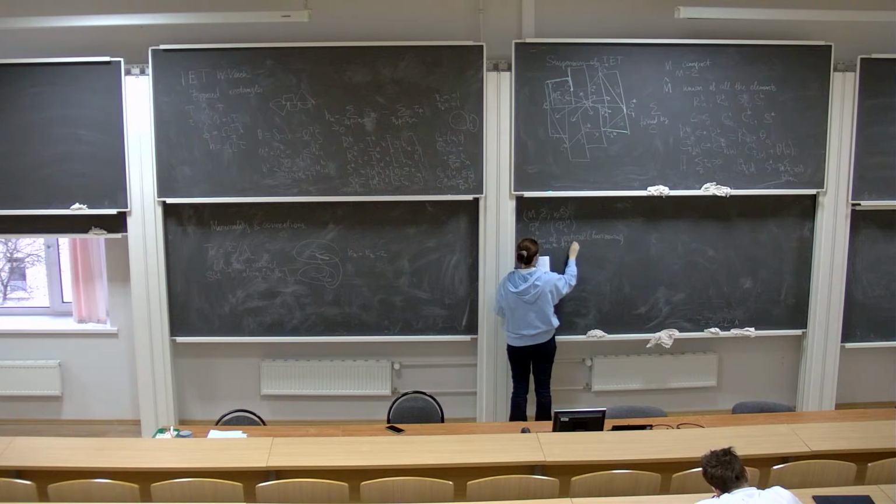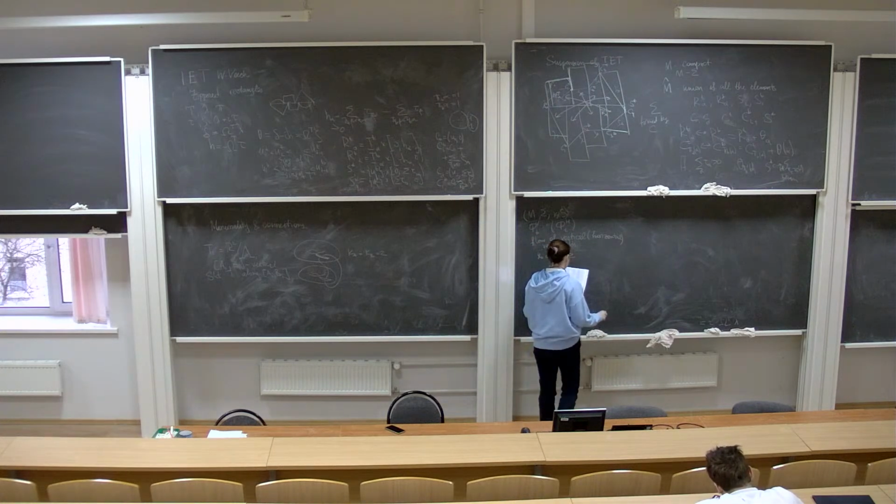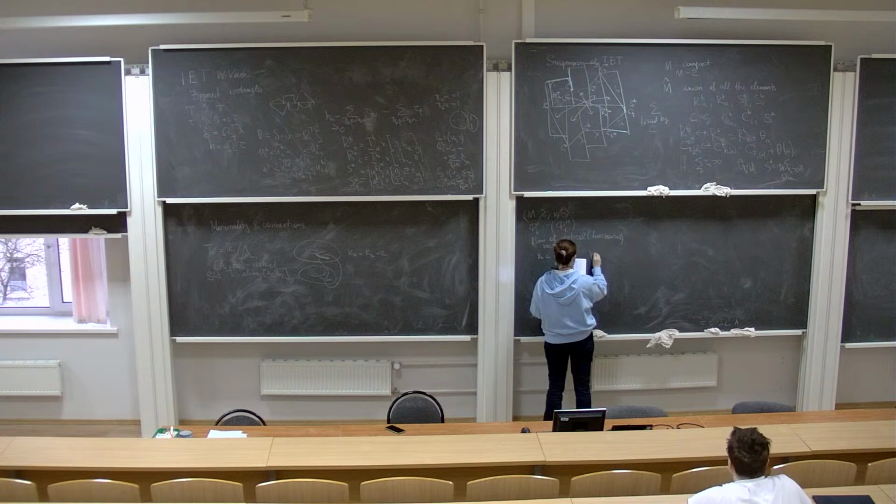And let me start with periodic orbit. So I take a point such that this point is of period t for the vertical vector field.